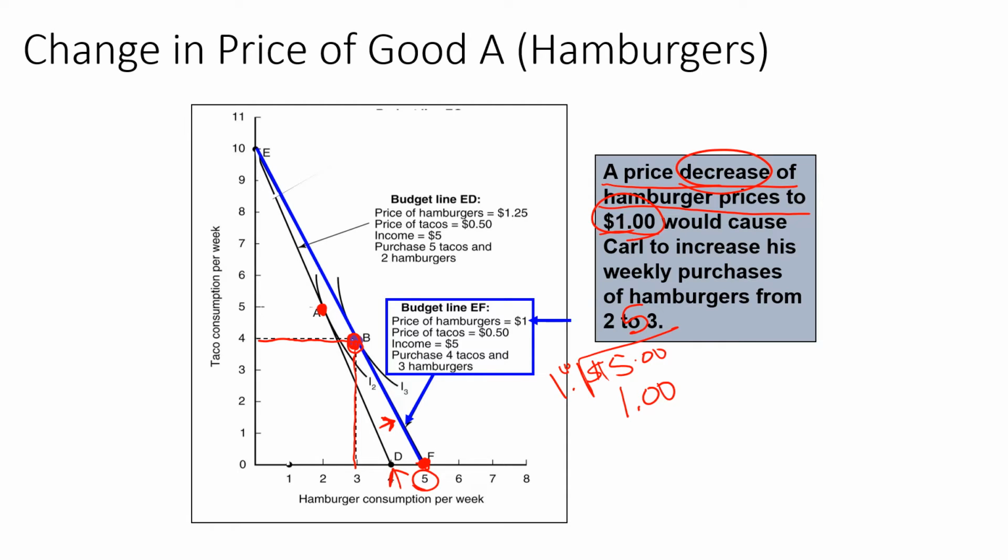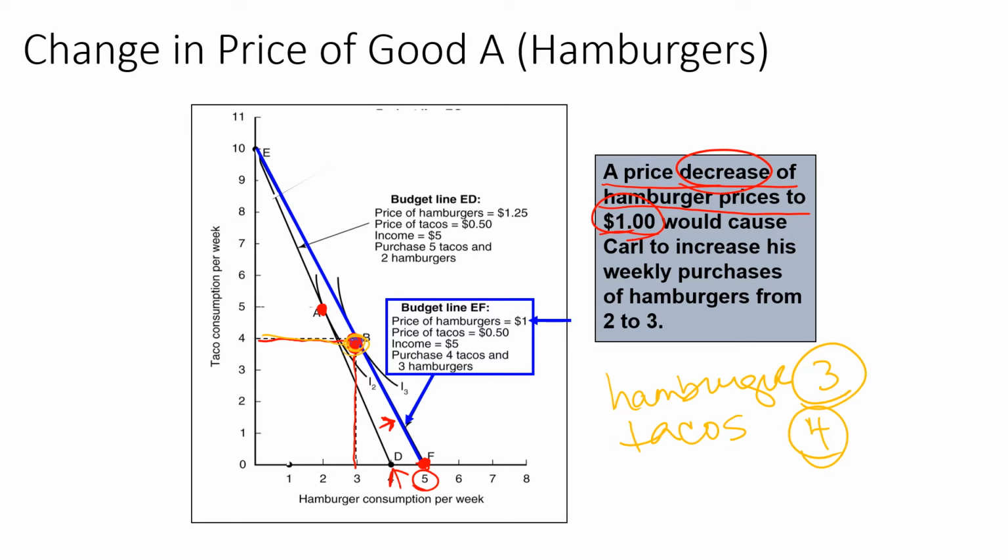So then we follow that tangent line down and see, okay, what is our new consumer equilibrium? Our new consumer equilibrium is at the point where the consumer is purchasing 3 hamburgers instead of 2, but our tacos decreased. So our tacos went from 5 to 4. So that's our new equilibrium as a result of the budget change.